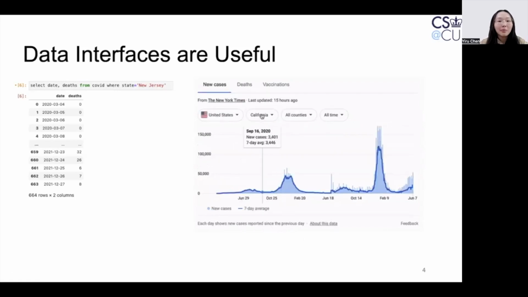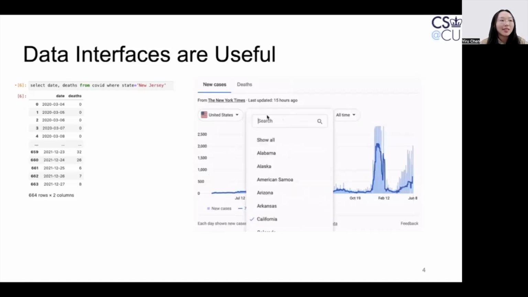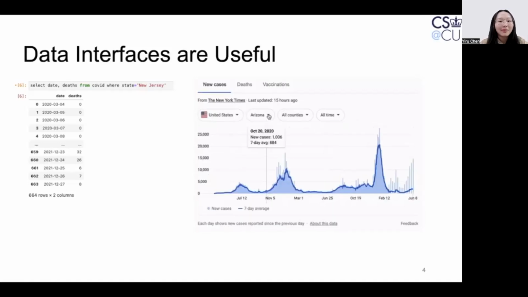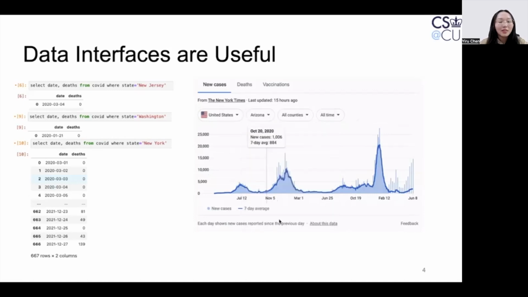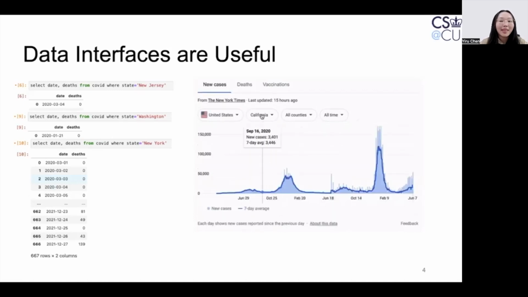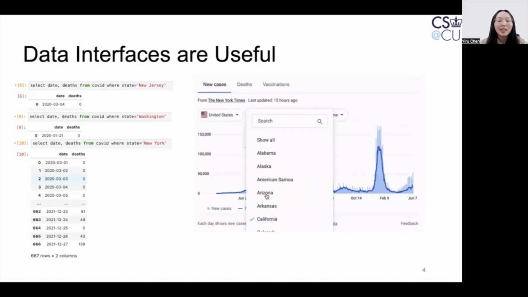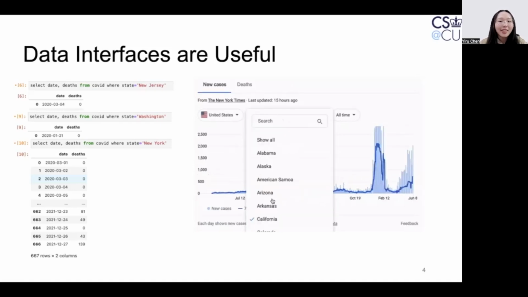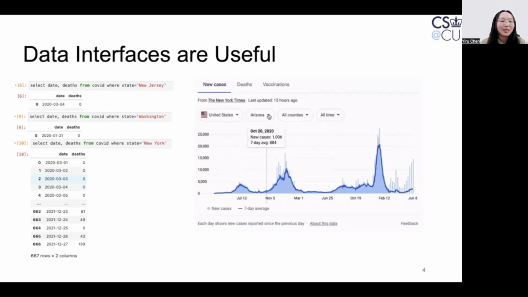For example, if you want to analyze the COVID data, compared with writing queries in a Jupyter notebook, using this interface will let you see the trends. And when you want to change the state, you do not have to rewrite the query again and again. You can just click the drop down to select different states. Such an interface is very easy to use and intuitive to see the results.